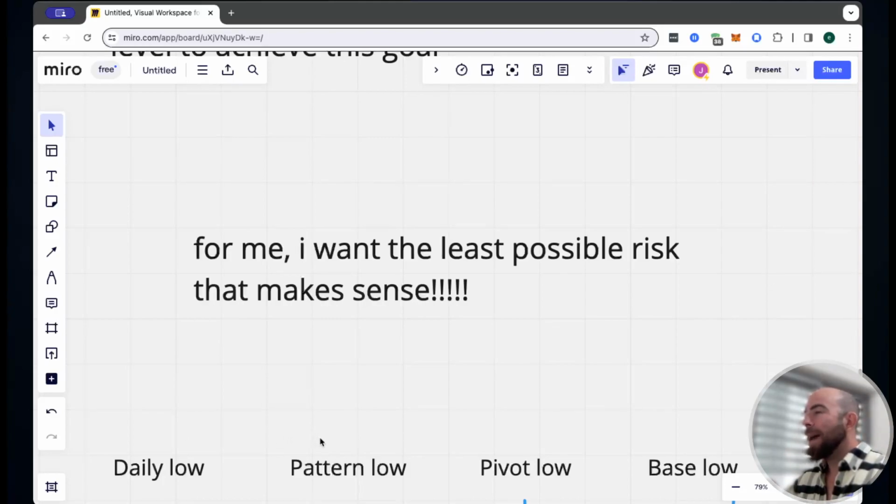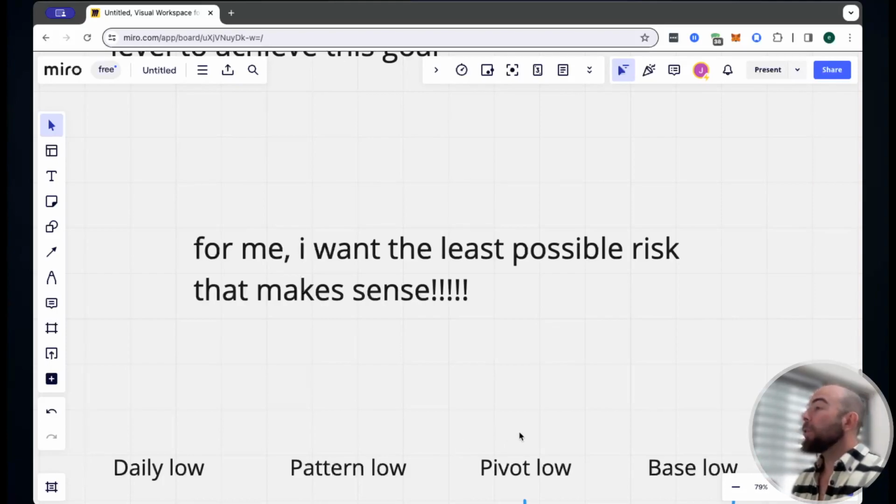Pattern low, what is a pattern? A pattern, in this sense, is not a cup and handle pattern or VCP pattern or bull flag, whatever. This actually means a pattern of candles. Sometimes we have inside day candles that can be considered a pivot, but sometimes I prefer calling it a pattern because it's actually even tighter than the pivot itself. So pattern low, and I will show you exactly what this means in a second.